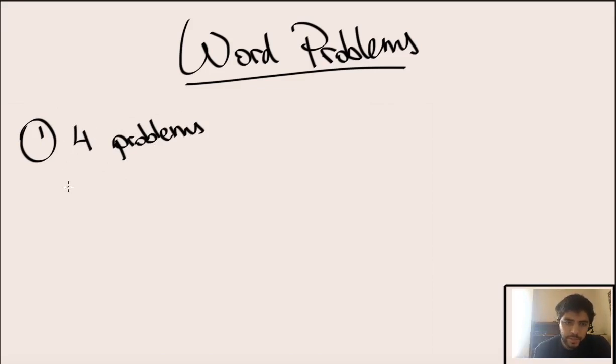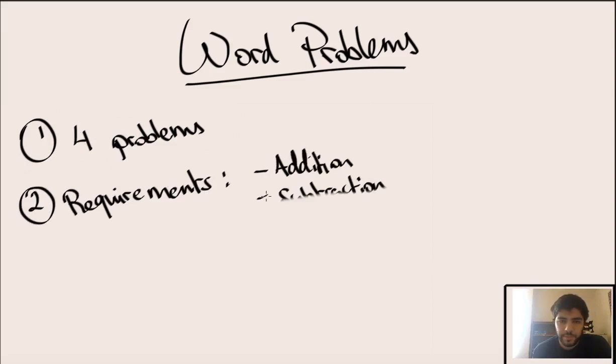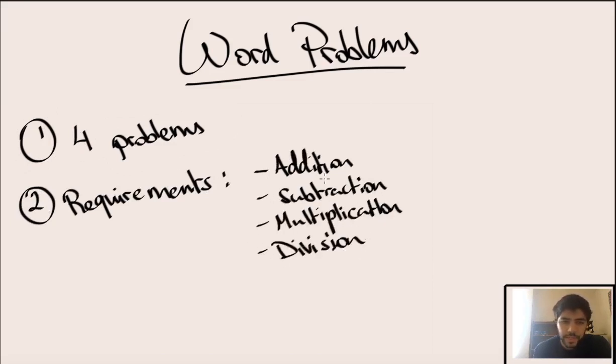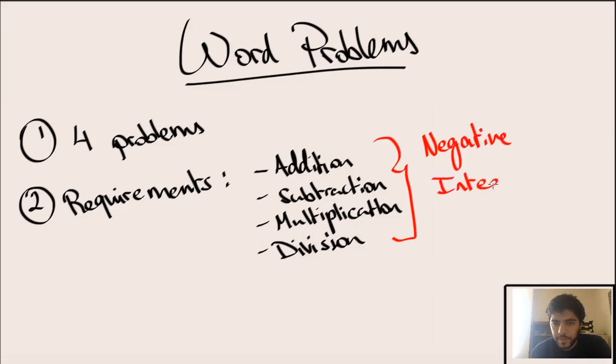The requirements for these problems are that they involve all the stuff we've been talking about: addition, subtraction, multiplication, division, all of that, but all must include negative integers, let me say. So I don't want you including fractions or decimals, but every single problem has to have at least one negative integer that you use to operate.